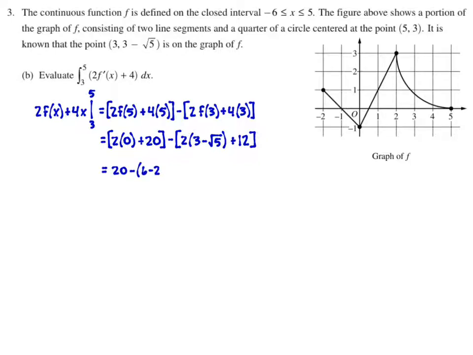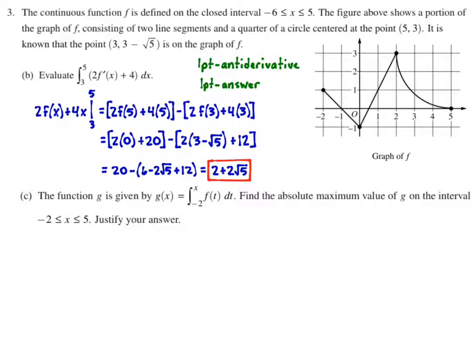Going to simplify this, the 2 times 0 is 0, and then I got 20 left over, and then I distributed the 2 into both of those. So it's minus the 6 minus 2 rad 5, and then plus 12, and then simplify all that, and you end up with 2 plus 2 rad 5. As far as points go here, you're going to get 1 point for taking your antiderivative correctly. So basically getting to this line right here, you get 1 point. And then you get 1 point for your answer, so 2 plus 2 rad 5.